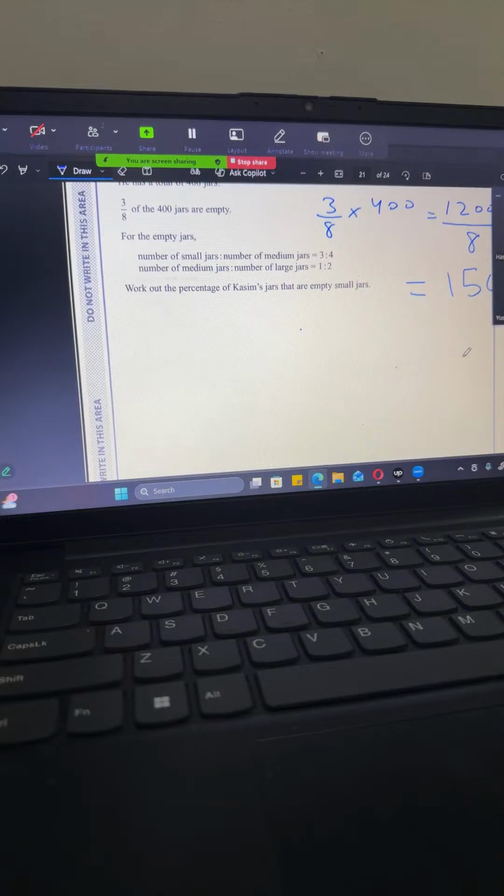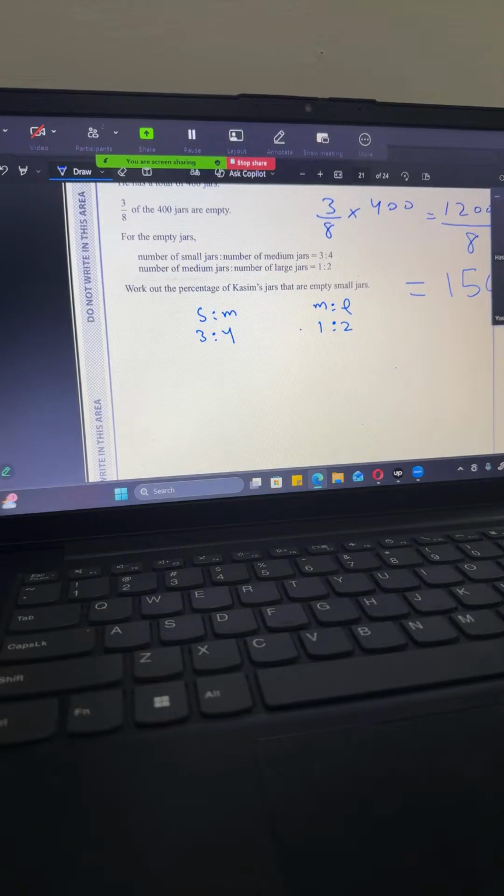Okay. Now they are asking that the ratio of small to medium jar is 3 to 4, and the ratio of medium to large is 1 to 2, right? We need a common number so that we can combine these two ratios. Among them we can see that we have medium over here and also medium over here. Here medium is 4. Can we make this one as 4? What we are going to do with it? Times it by 4, right?